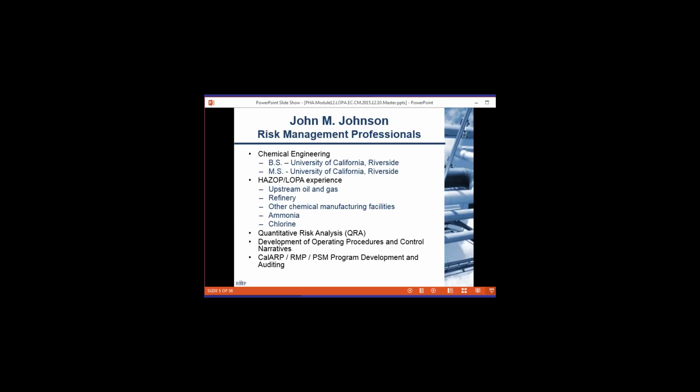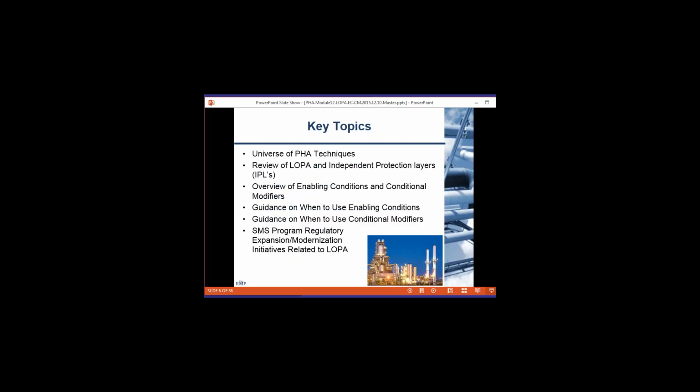So the key topics we're going to talk about today: I'm going to start with a little bit of alignment, providing some background to set it up so that John can provide details on the specifics of application of enabling conditions and conditional modifiers. After he's done that, there's also a change in the regulatory landscape with respect to the requirement for implementation of LOPA.